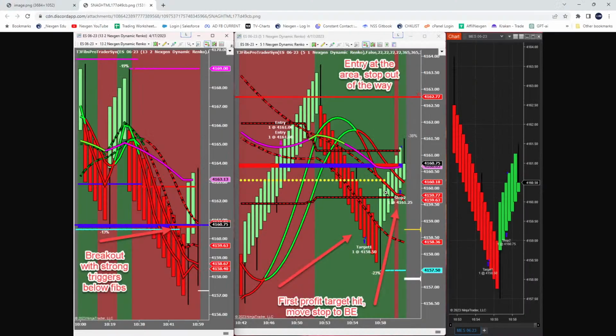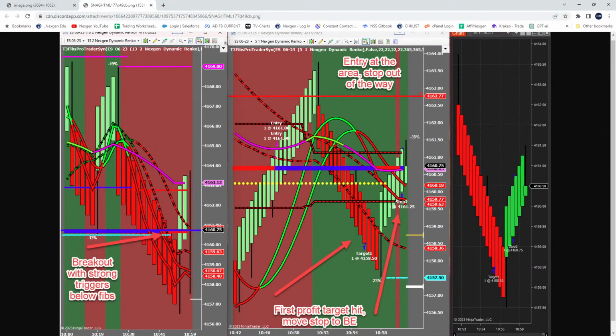Alan, let's take a peek at yours. All right. Short and breakout with strong triggers. I agree. Entry at the area and stop out of the way, which was perfect. And again, this is one where you had to risk a little more money than you probably wanted to, right? And then with a higher divergence with your weaker triggers, obviously you're out of the position.